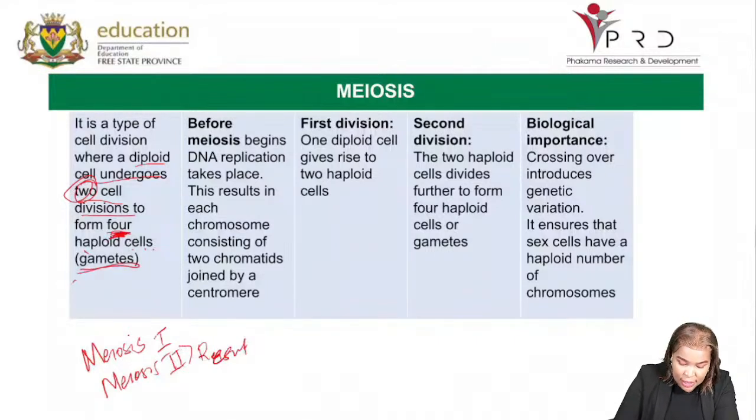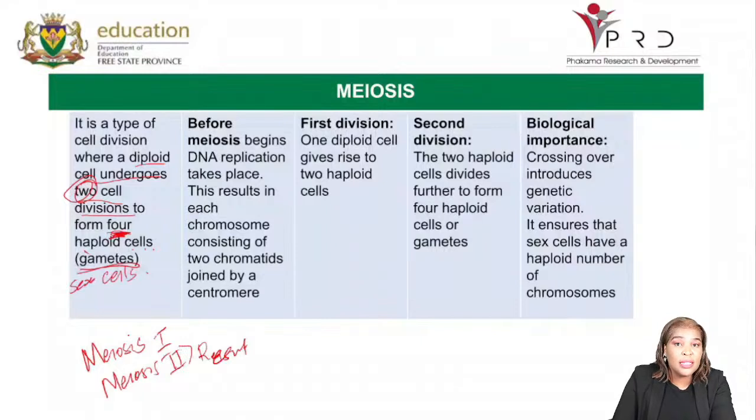Gametes are our sex cells. So in meiosis, we form sex cells. Unlike mitosis that we did in grade 10, where we were forming somatic cells, ordinary body cells. But here we are forming gametes, which are your sex cells.